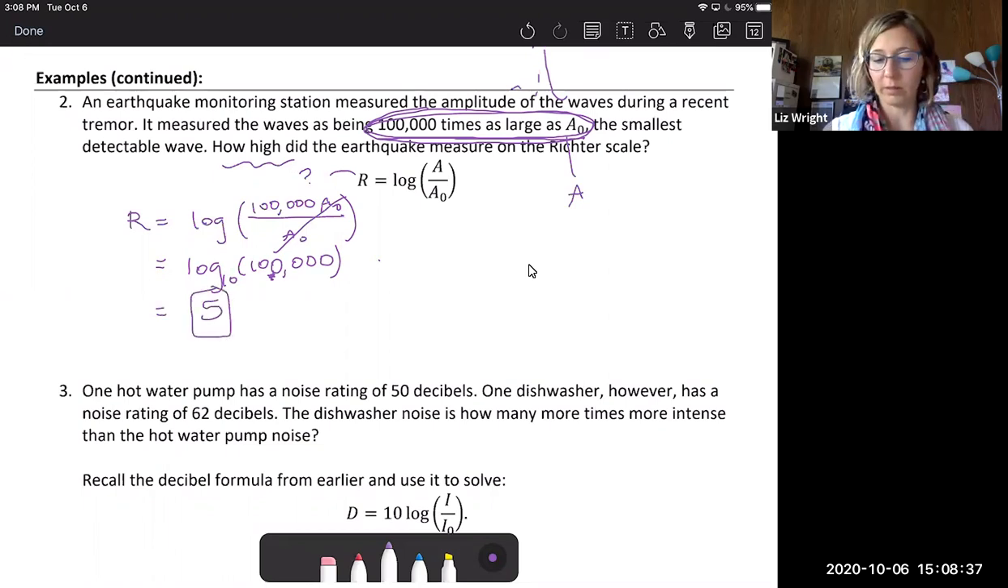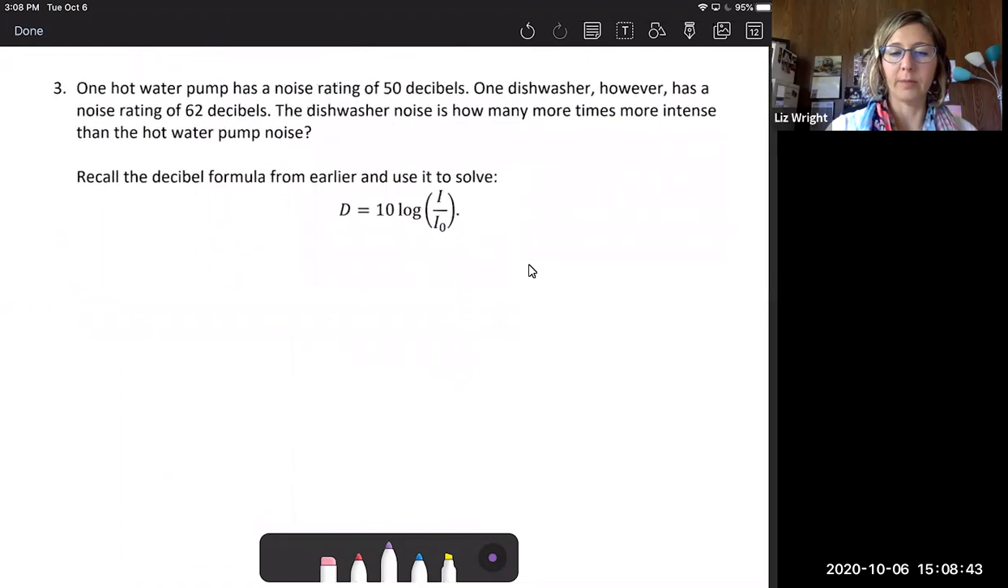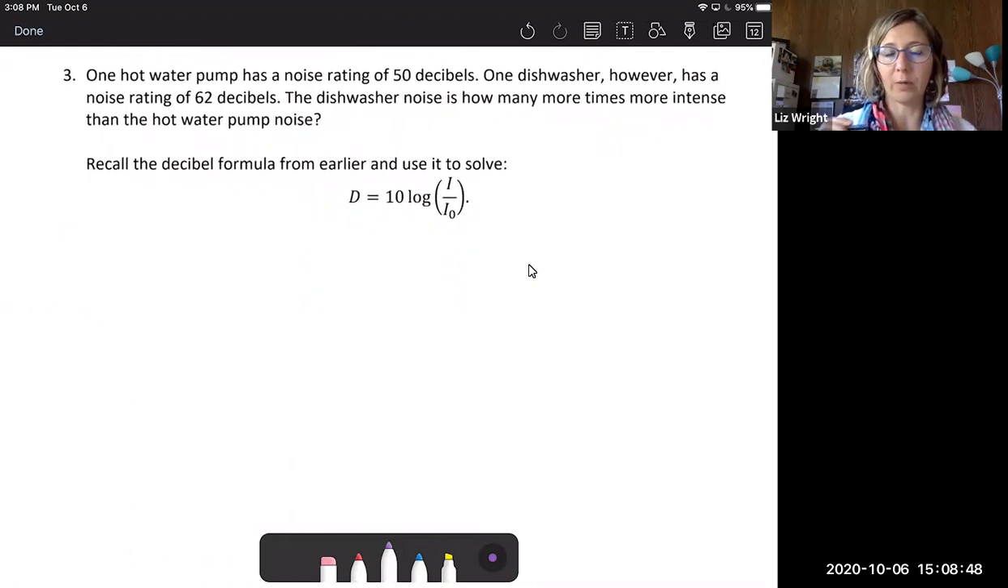5 for registering on the Richter scale. All right, now we're looking at 3. 3 is one of those problems I'm hoping you're going to rewatch again and again, because it's going to take a little bit. And this one, I'm going to tell you right now, it's like one of the problems on your study guide.